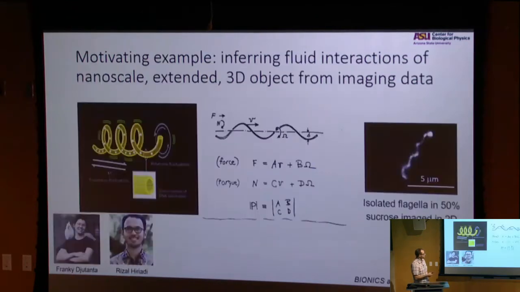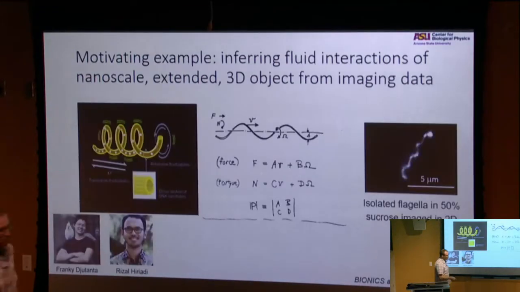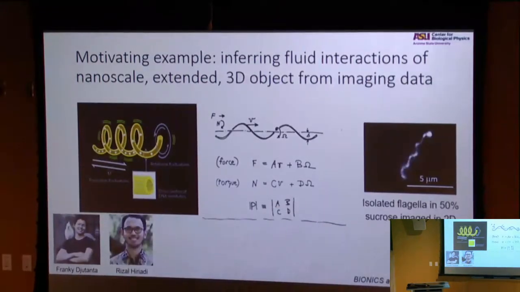So I'm going to start to leave the molecular biology behind, but I want to give you one motivating example of a colleague who came to me with a problem. Frankie is a graduate student about to graduate from my colleague Rizal Harati's lab. There's a famous paper in the physics community called Life at Low Reynolds Number, about how nanoscale objects interact with their fluid. It's by Purcell, and he posited that for something like a flagellum, the corkscrew that helps bacteria move, you can infer the forces acting on it if you can get its precession rate and its velocity in a direction. So Rizal made fluorescent flagella, and then Frankie started working with them.